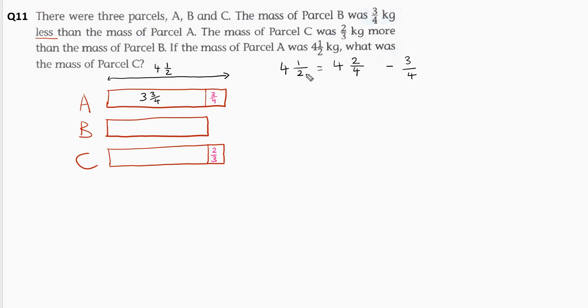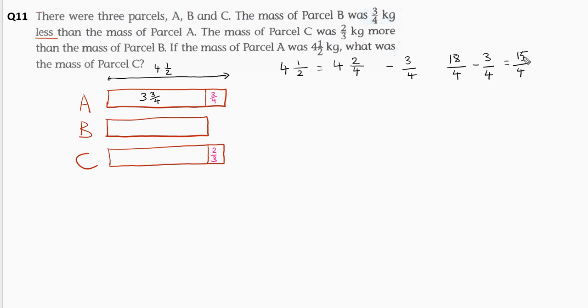So this is 4.5. Because we've got quarters here, we've changed it to 4 2/4. Let's change it from a mixed fraction. In these 4 wholes, 4 times 4 will give us the number of quarters. So that's 16. There's 16 quarters in this, plus these two is 18 quarters. So we have 18 quarters, and we want to take away 3 quarters. And 18 take away 3 is going to leave us with 15 quarters.